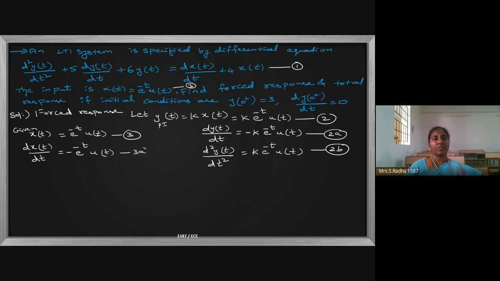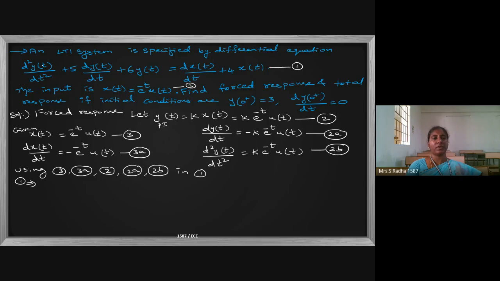This is 3a. Now I am going to use all this, equation 3, 3a, 2, 2a, 2b, in equation 1. In equation 1, I am going to substitute all of this. This is our equation 1.